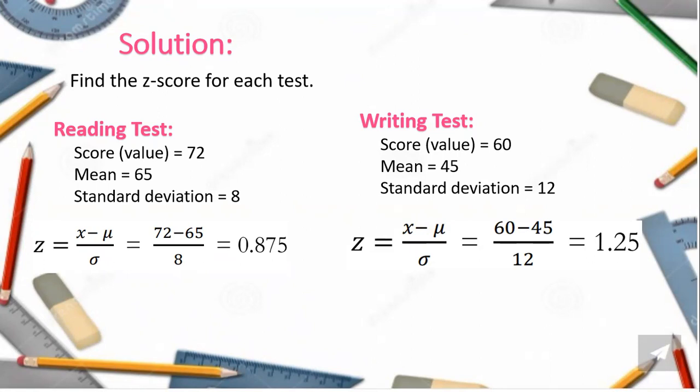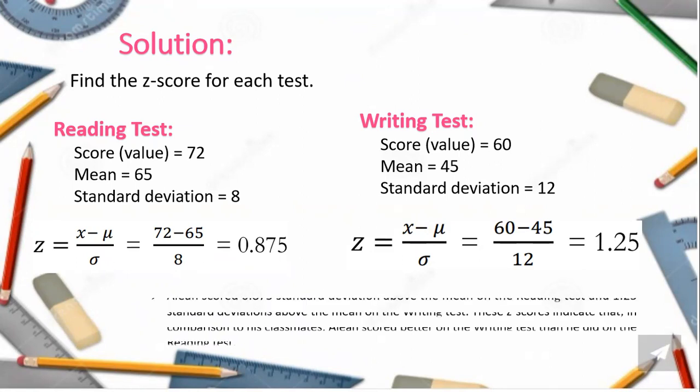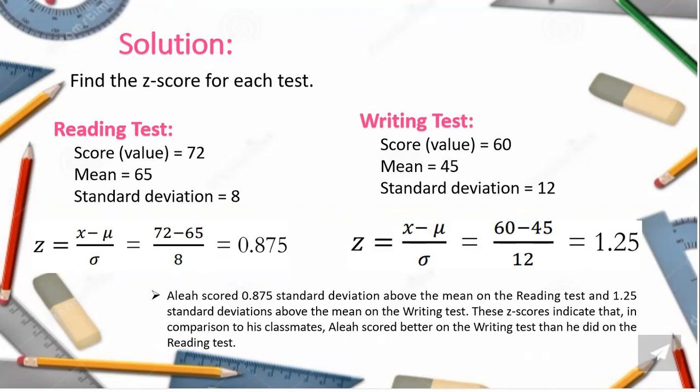Comparing these two values, Aliyah got a higher Z-score in the writing test. Thus, these Z-scores indicate that in comparison to her classmates, Aliyah scored better on the writing test than she did on the reading test, given that Aliyah got a higher Z-score in her writing test, which is 1.25, compared to the Z-score in her reading test, which is 0.875.